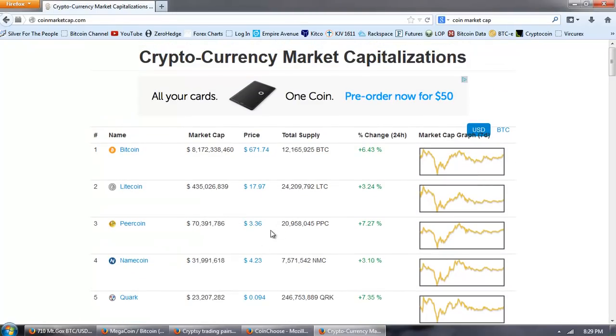But again, if a coin isn't traded on one of the major exchanges where people can value that coin in terms of other coins, I would be very, very wary of that coin. Currently, that's where NXT is.